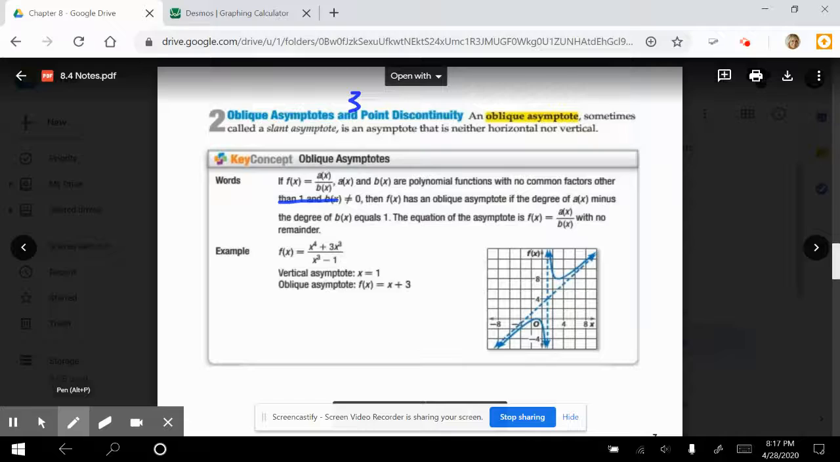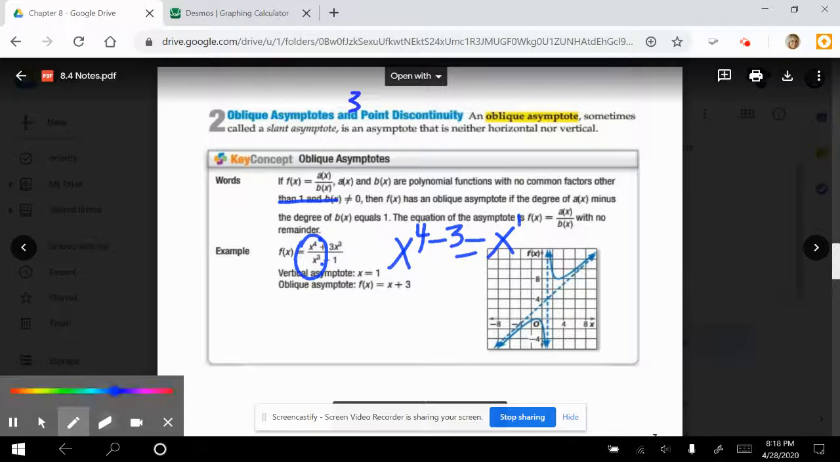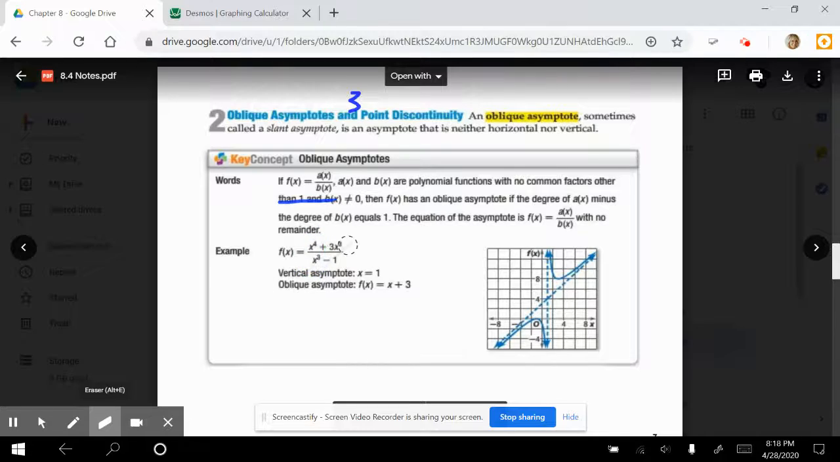Okay, so what does that mean? If you look right here, we have an example where it's x to the fourth plus 3x squared over x to the third minus 1. And so you'll notice that x to the 4 minus 3, 4 from the top, 3 from the bottom, equals x to the 1. And so now we get what's called an oblique asymptote. And what that means is our asymptote is actually going to be the function x plus 3. Okay?